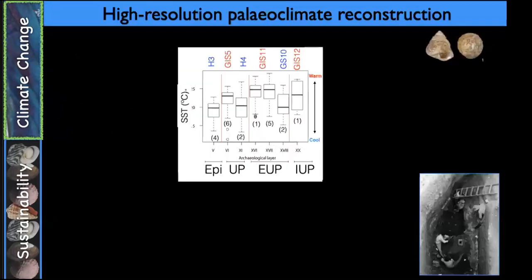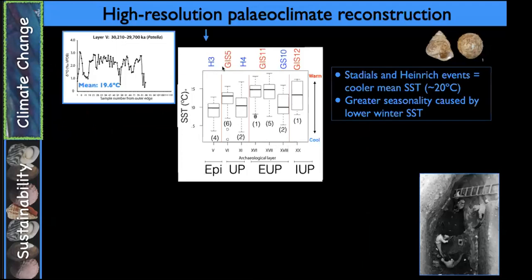So here's a summary of our results from the site. This box plot summarizes several shells per layer, moving from the youngest on the left-hand side to the oldest on the right-hand side. And you can see that we have occupation both in cooler, in blue, and warmer, in red, climatic phases. So if we take a closer look at the seasonality data now, each of these graphs represents a high resolution sequence from an individual shell over several years of growth.